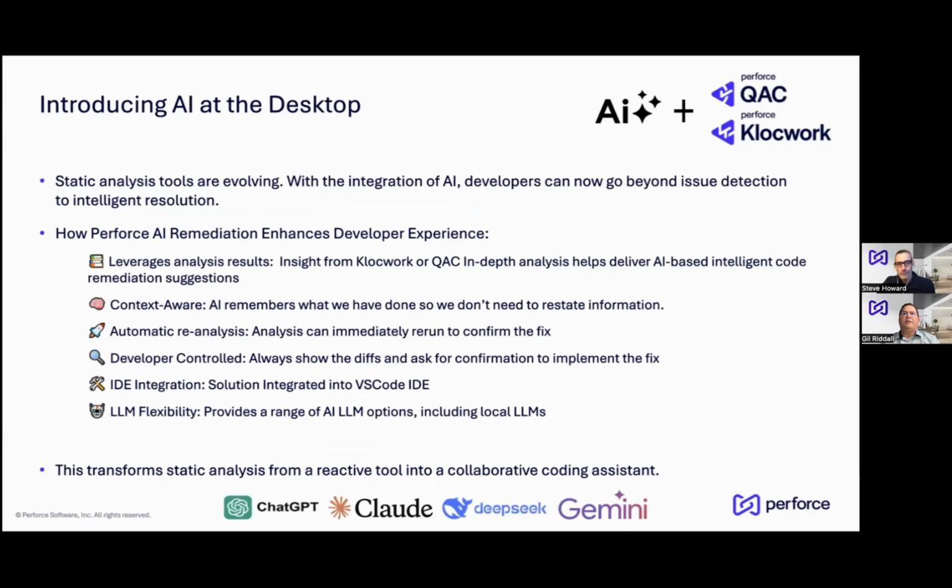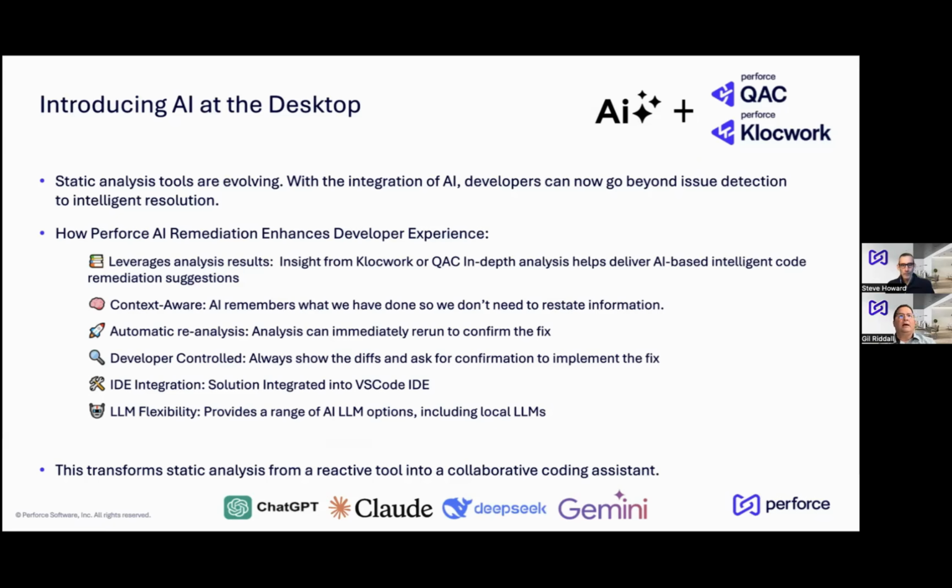So, okay, we've got the developer now scanning their code. What else could we do? Another thing we could do is introduce AI at the desktop to help with remediating some of these issues. Up until now, we've been using static analysis just to detect the issues. But now we can use AI to go beyond detecting the issues, and we can look at intelligent resolution.